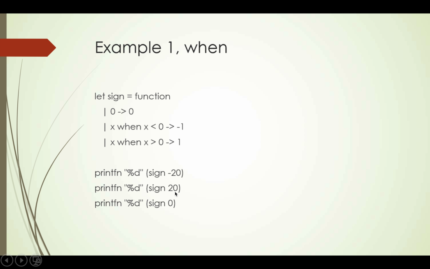Next, it says sign 20. So when it comes up here, it puts our 20 in. This isn't true. This isn't true. X, when x is greater than 0, it's going to print out 1. So the 1 is going to be here, it's going to print out the 1. Now our last one, it says sign of 0. So it comes up here with our sign function. It's 0, so it's going to print out 0. Let's see if we're correct.